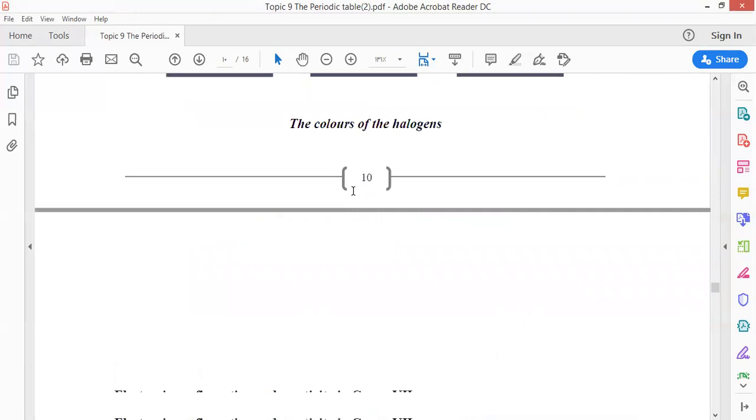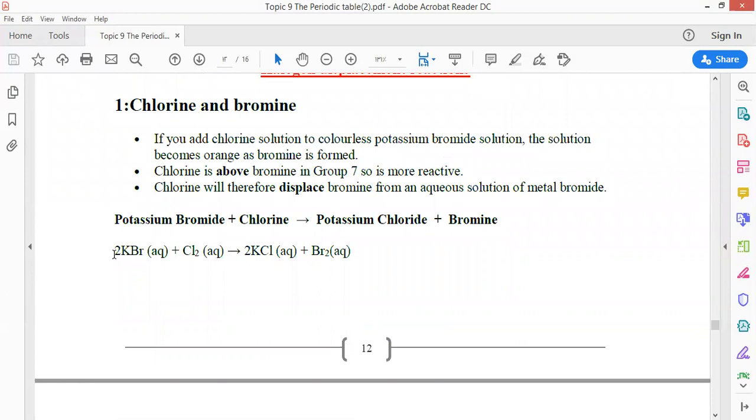Let's discuss here 2KBr plus Cl2. Which one is more reactive, chlorine or bromine? Of course, chlorine is more reactive because of the arrangement: chlorine, bromine, iodine. So chlorine is higher than bromine in group number 7. So chlorine can take the place of bromine. Bromine will go out, as you see here. Instead of 2KBr, it will be 2KCl. It will be potassium chloride plus bromine.